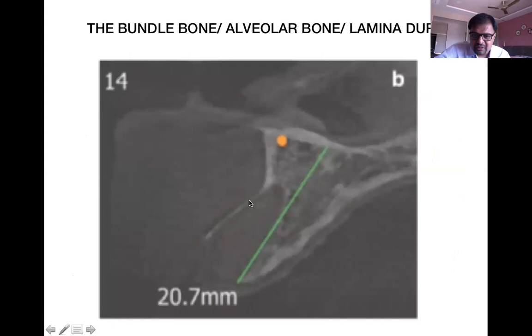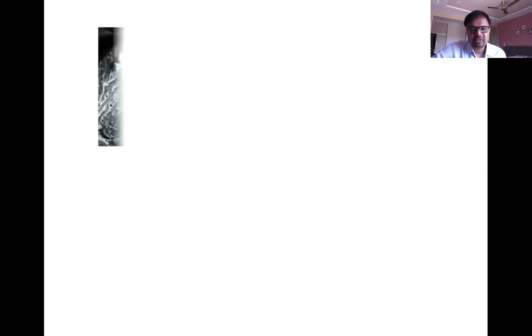And if you see here on this radiograph, this area is more radiopaque than the rest of the area. And this radiopaque area is what we call the lamina dura. Radiographically, it is known as lamina dura. Clinically, it is known as alveolar bone proper. Histologically, it is known as the bundle bone. I hope you've understood now. All three mean the same, but are observed in three different manners.